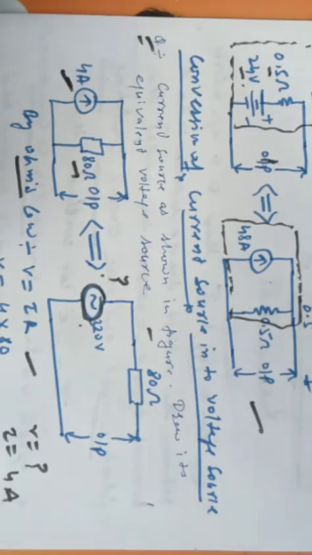Now we do some numericals in which we can see how we convert the voltage source into the current source and the current source into the voltage source. First we do the conversion of voltage source into the current source.